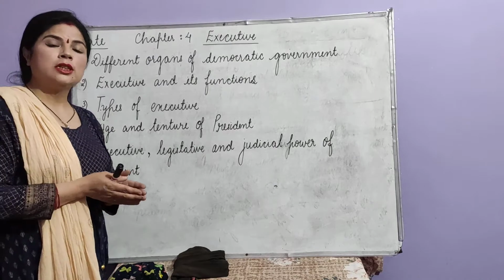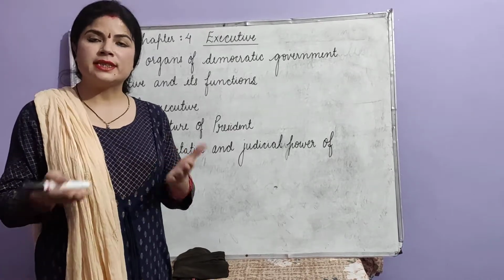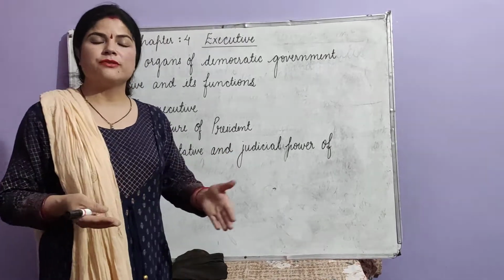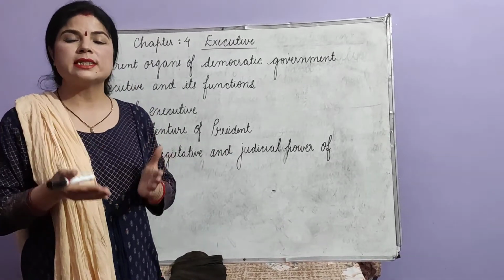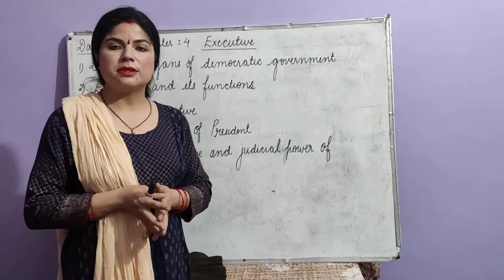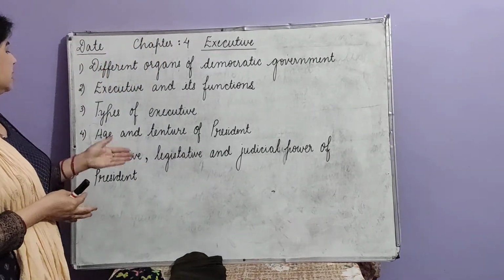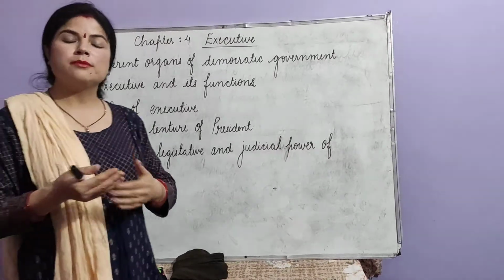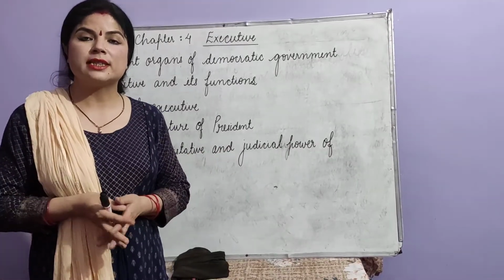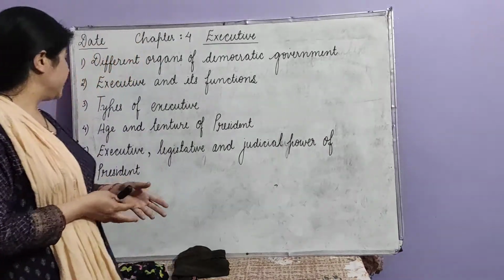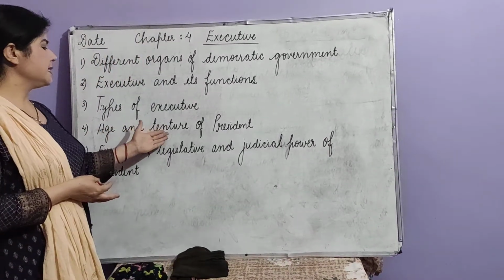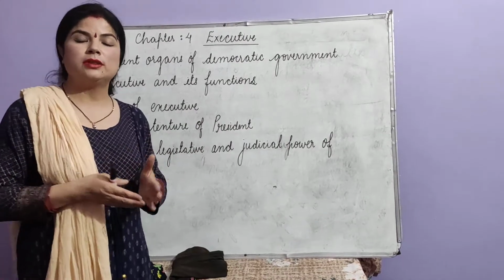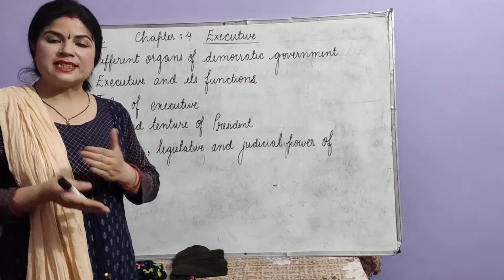Under this subtopic, we will discuss the meaning of executive, and along with that, we will discuss different functions of executive. Means, how does it work to run the country nicely? Third is types of executive. Under this subtopic, we will come to know about the different types of executive. Next is age and tenure of president. Under this subtopic, we will come to know about the head of our country, president.